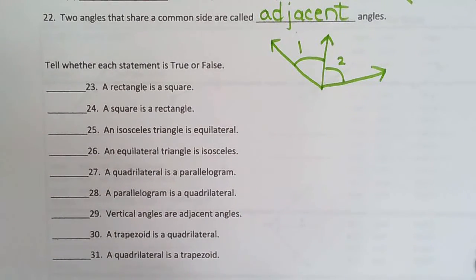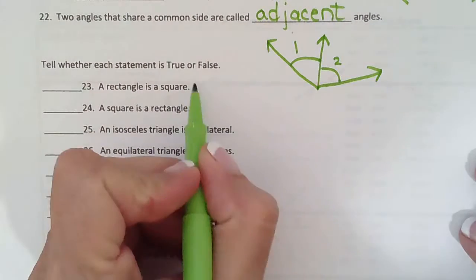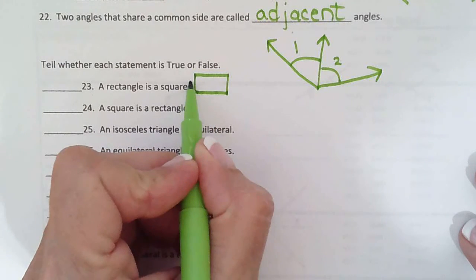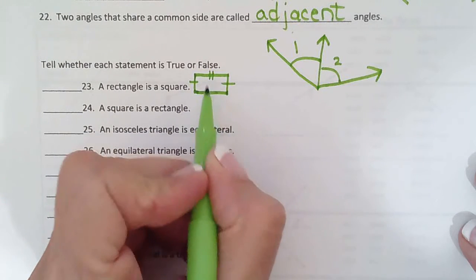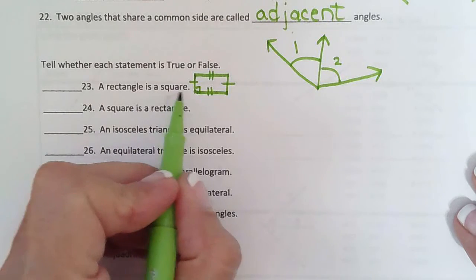Okay, let's go ahead and turn to page 2. Tell whether the statement is true or false. So I like to draw a picture. So here's my rectangle. Is that a square? No. It has to have four equal sides to be a square. So a rectangle is a square?